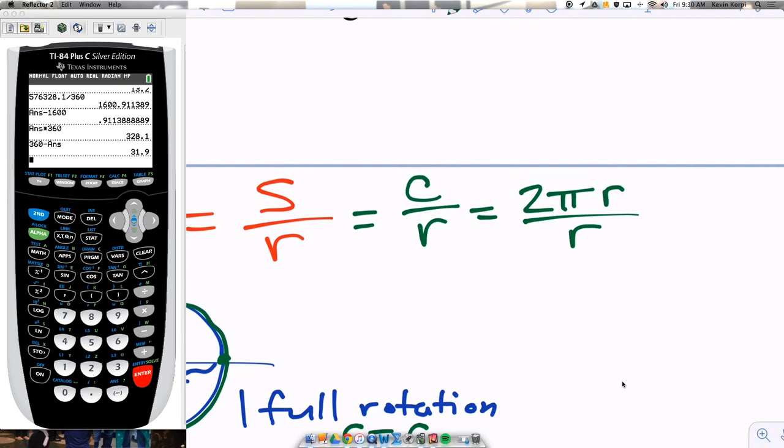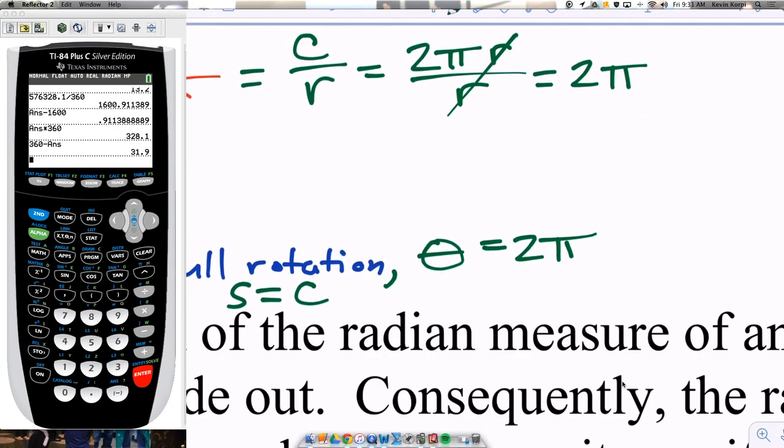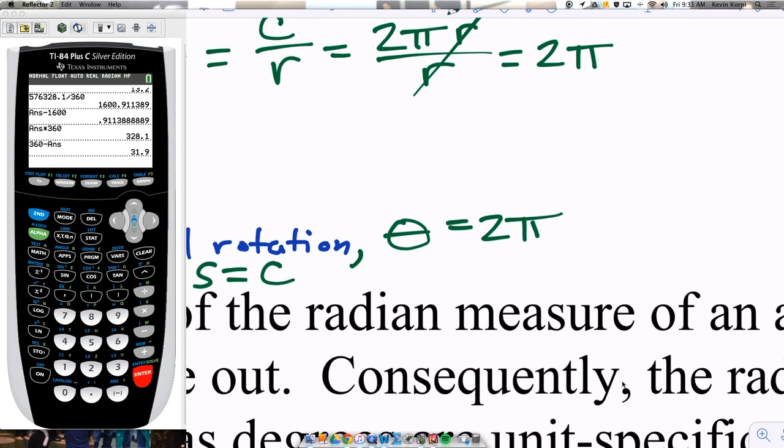They don't cancel, they divide out. And we get 2 pi. So there you go. For one full rotation, theta equals 2 pi. Well, of course, pi is about 3.14159, yes? So what's 2 times 3.14159? About 6.28. There you go. So you can always fit 6 full measures of the radius plus a little bit more than a quarter of another one.